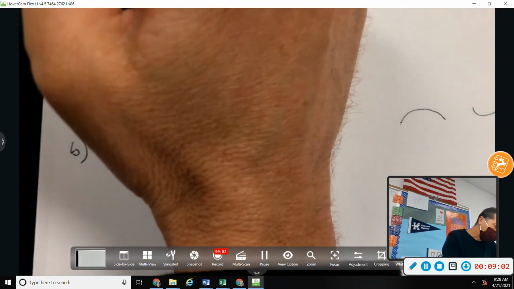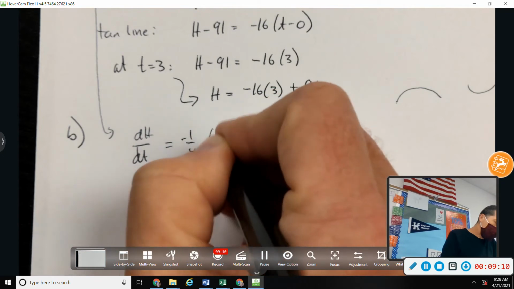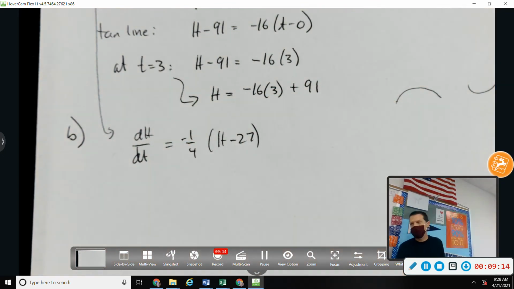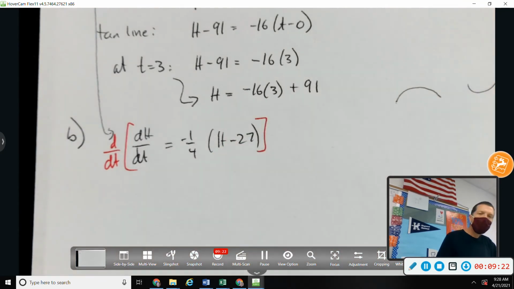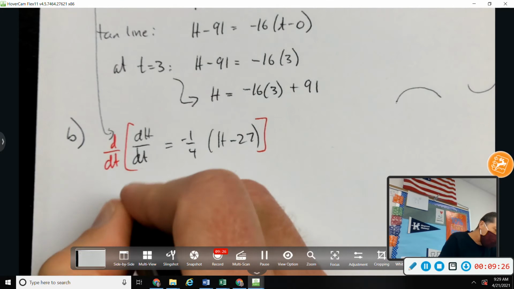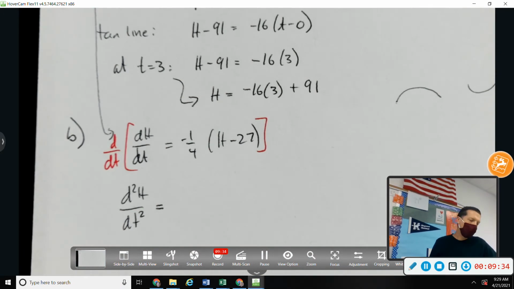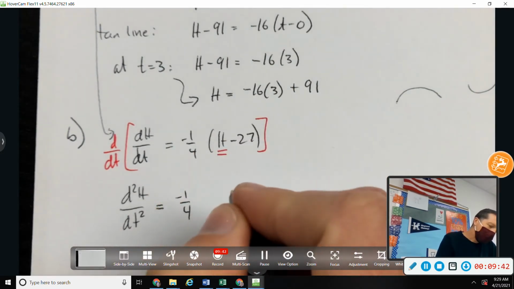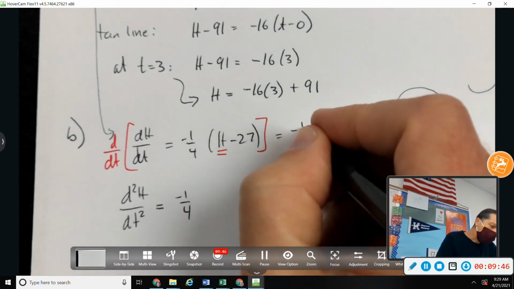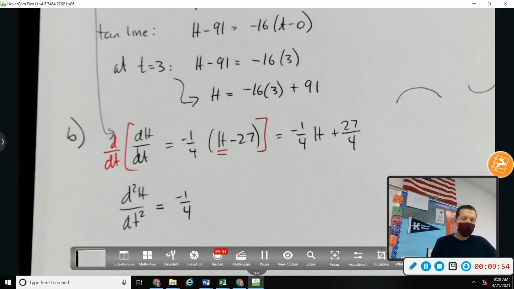Well, I have the first derivative. I'm just going to copy it down again. So if I take a derivative of the first derivative, I'll have the second derivative. So taking a derivative, the left-hand side's easy. That's just second derivative. That's what we want. And then the derivative of this would be, let's see, negative 1/4. You know what? Maybe it might be easier to multiply it out. Negative 1/4 h plus 27 over 4. Because when I take the derivative of 27 over 4, it goes away. I don't have to worry about it.